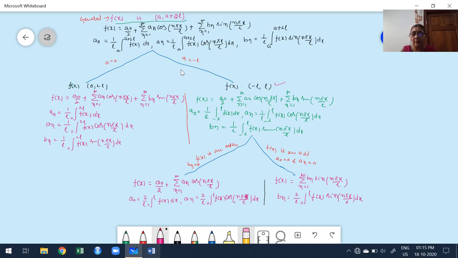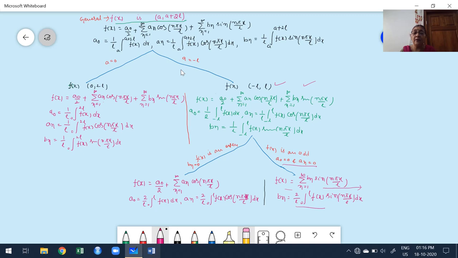We only have to evaluate half of the given interval, and that gives us the same answer. If you want to construct it using case 2, f of x minus L to plus L, we get the same thing. Suppose the function is odd, then directly a0 and an are 0, and we get a very simple expression for the Fourier series. Only I have to find out bn.